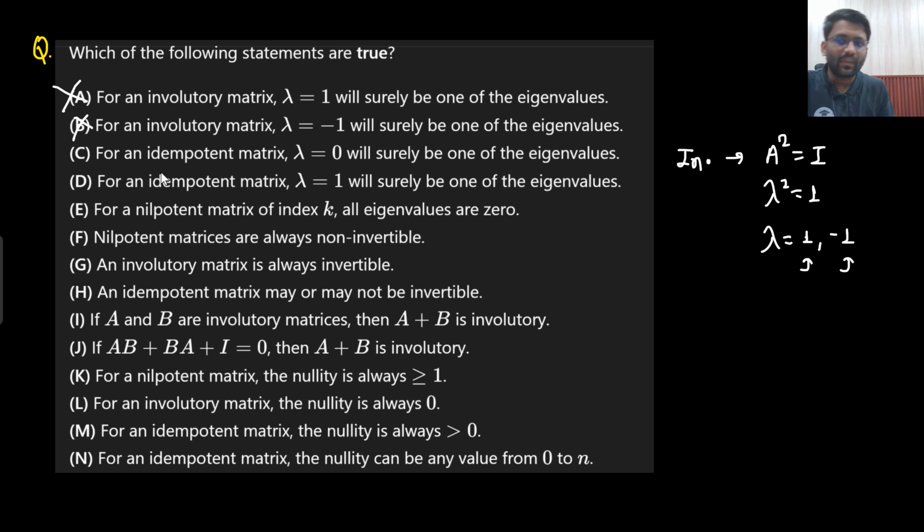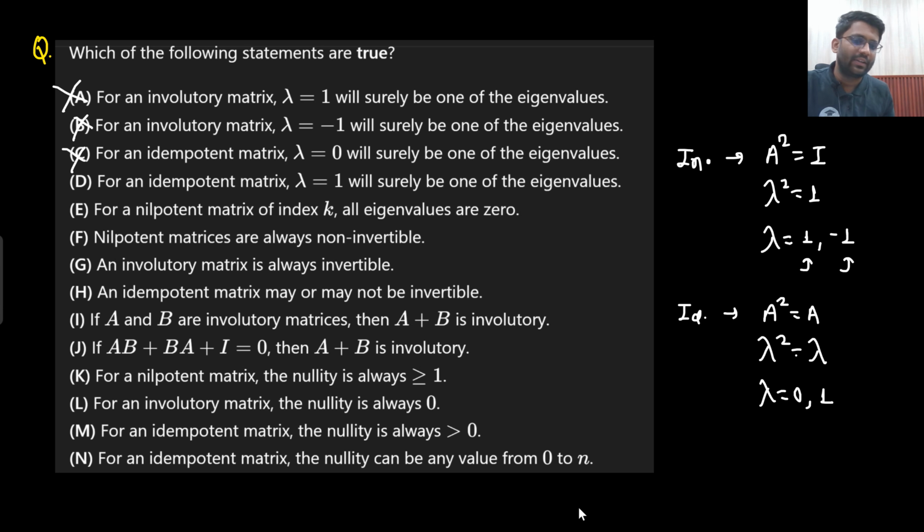For idempotent, lambda equals 0 will surely be an eigenvalue? No. What is the meaning of idempotent? Idempotent means A square equals A. That means lambda square equals lambda. So from here lambda equals 0 and 1, two possible conditions we are getting. Does that mean that 0 will surely be one of the eigenvalues? No. 0 could be one of the eigenvalues. 1 could be one of the eigenvalues. But surely? No.